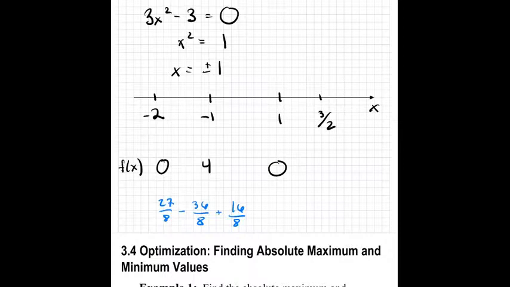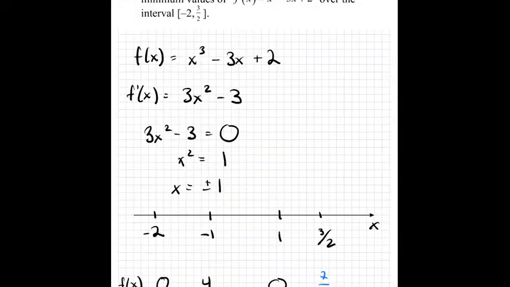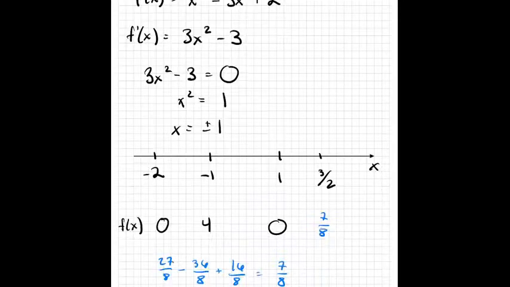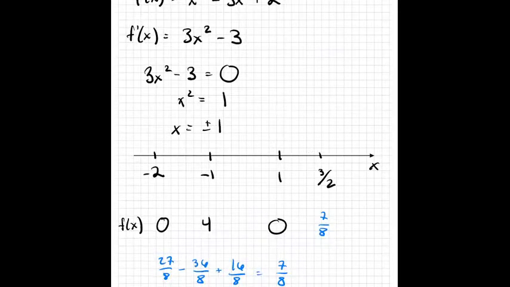I'm going to ask Siri really quickly. Hey Siri, what's 3 over 2 times 3 over 2 times 3 over 2 minus 3 times 3 over 2 plus 2? The answer is 0.875. Hey Siri, what's 7 divided by 8? 7 divided by 8 is 0.875. Okay.